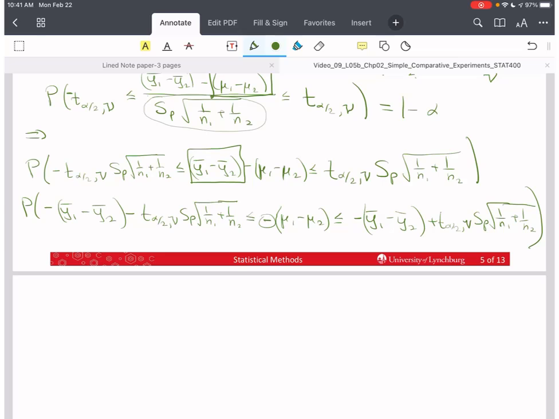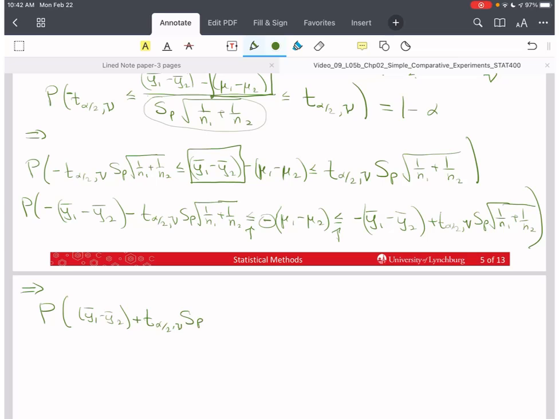Because I'm interested in mu1 minus mu2, that expression, to do that I will multiply all sides by a negative. When I multiply by a negative, I have to reverse the signs. All the signs get switched. So this implies the probability of positive y1 bar minus y2 bar. Now, this also becomes positive, t alpha over 2 nu s sub p, and those are supposed to be subscripts, so I should write them lower and smaller.